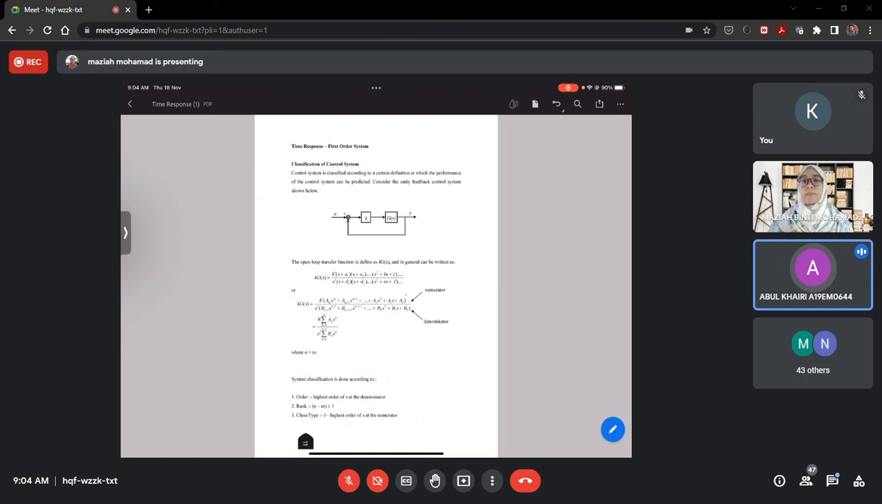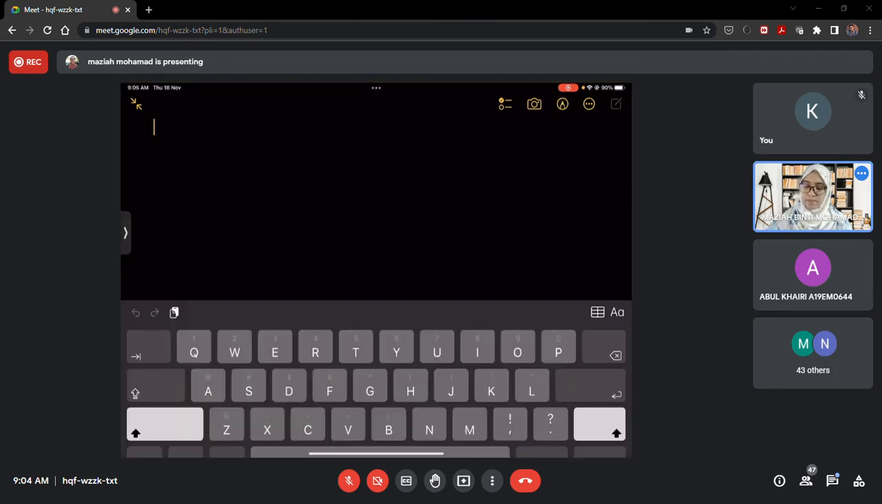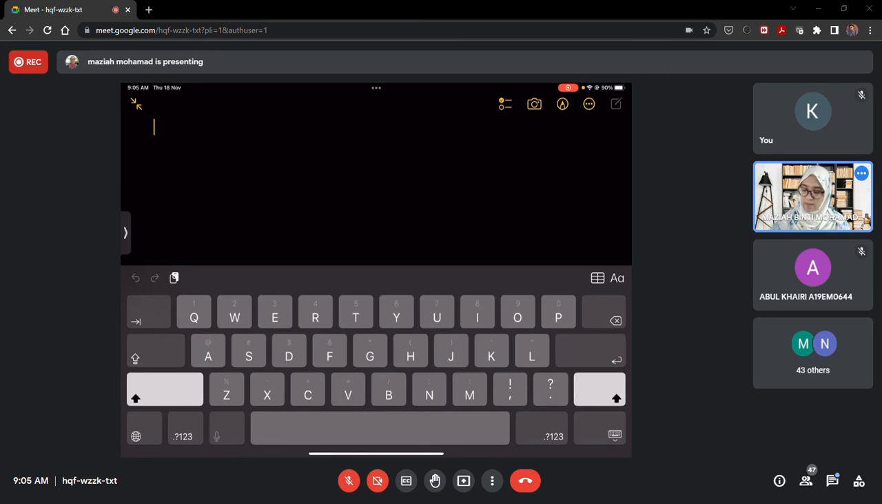Assalamualaikum Doktor. Can Doktor repeat again how to inverse the Laplace? I don't get how to inverse the Laplace, the previous question. Is it for example number 4 just now? Yes. For the inverse part only, right? Yes. Okay, for the inverse part only.